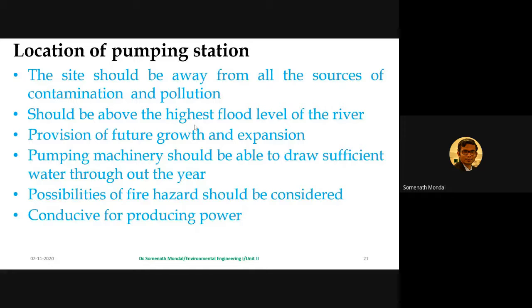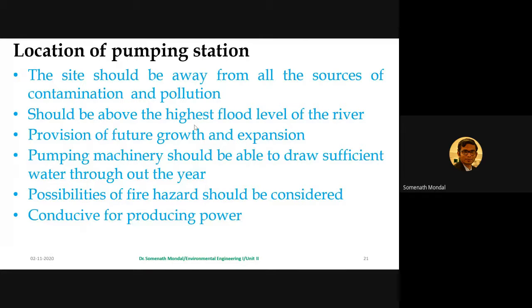This site should be above the highest flood level of the river, obviously, because if your pump is submerged, then the pump will be out of service, and it will be damaged completely beyond repair, and it will be a huge loss as far as money is concerned, as far as the cost of the project is concerned. That is why you should always ensure that the pumping station is located above the highest flood level in that particular water body or river.